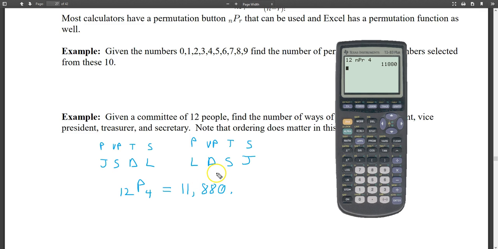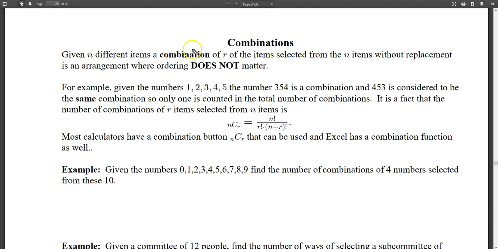Once again, keep in mind for permutations, ordering does matter. Now let's take a look at combinations, where ordering does not matter. So now we're going to look at combinations. Suppose we're given n different items. Then a combination of r of the items selected from the n items without replacement is an arrangement where ordering does not matter.